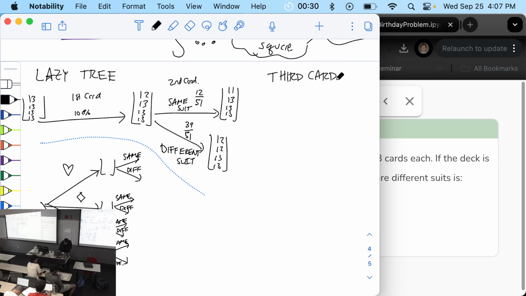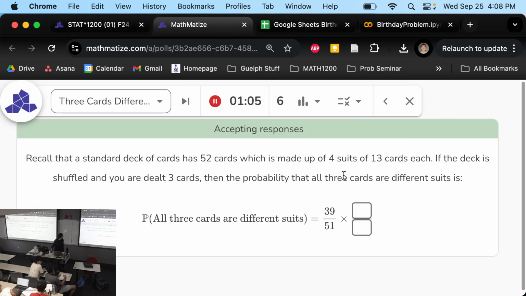And if you think about it the right way, you can get the answer by just doing one more branch. So I've given you the first branch is 39 over 51. What is the next branch going to be? That's what I want you to do. So fill in the next part of the diagram and try to answer the question. Yeah, what's the probability that the third card is a different, all 3 are different suits?